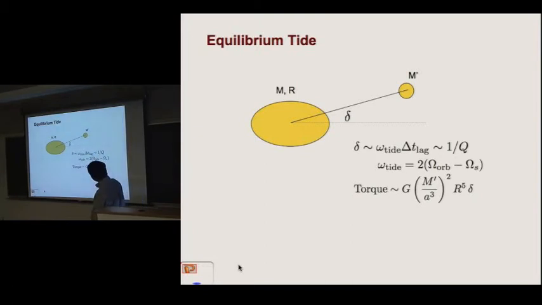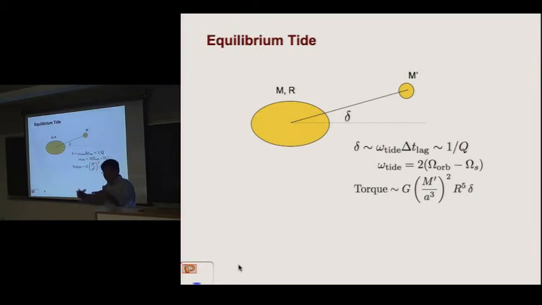Now, because the star has finite viscosity, it has dissipation inside the star. There's a tidal lag between the tidal bulge and the line joining the two stars. This is called the tidal lag angle. And this tidal lag angle is usually parameterized. It's proportional to the tidal forcing frequency, which in the case of circular orbit is simply the difference between the orbital frequency and the spin frequency of the star times 2 because quadrupole. So the tidal lag angle is basically the tidal forcing frequency times a lag time, which depends on viscosity.